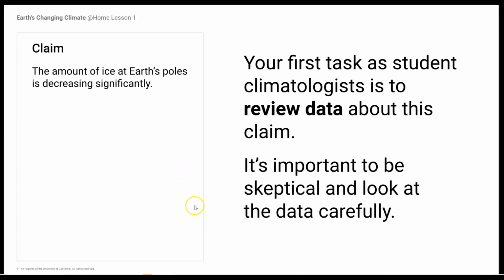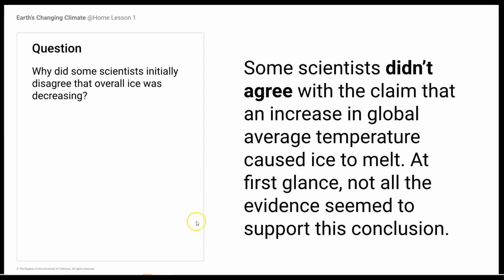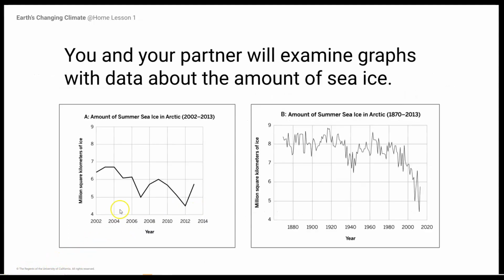It's important to be skeptical and look at the data carefully because some scientists agree with the claim that an increase in global average temperature caused ice to melt. At first, not all the evidence seemed to support the conclusion. So, why did some scientists initially agree that overall ice was decreasing?